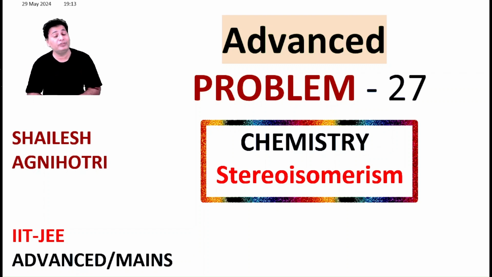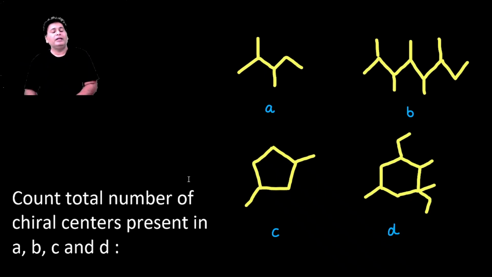So now let us first see what is there in question number 27. In question number 27, students, you can see we have 4 compounds on our screen, and I have mentioned the bond line diagram of those compounds. You have to mark and count the number of chiral carbons present in each of these compounds, and finally you have to sum up all the chiral carbons present in all of these 4 compounds.